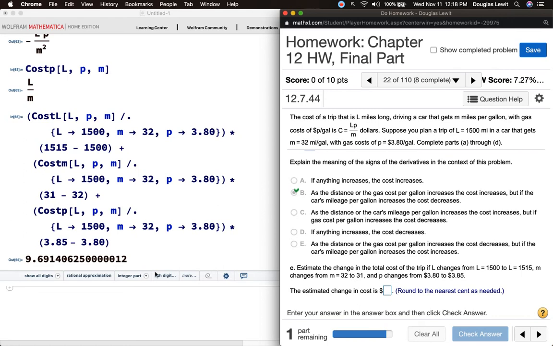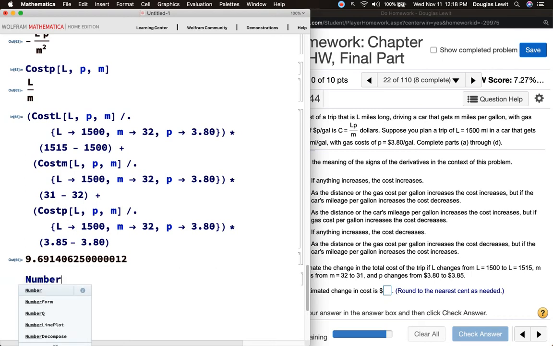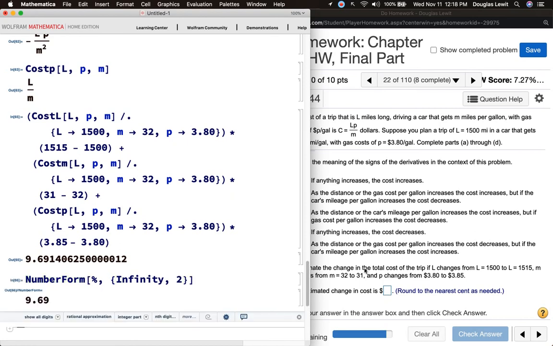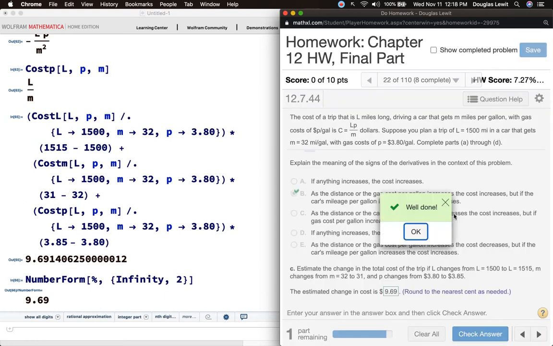The estimated change in cost is round to the nearest cent as needed. Well, we can do that easily. Number form, take my previous answer. I want all the digits to the left of the decimal point and 2 digits to the right of the decimal point. And so my answer is simply $9.69. Why am I getting an absolute value symbol? $9.69. Okay.